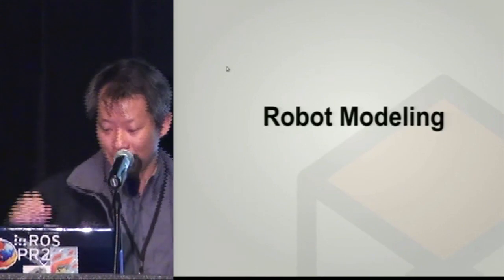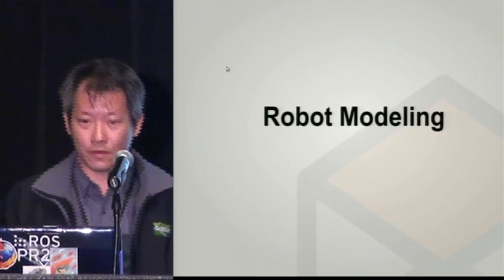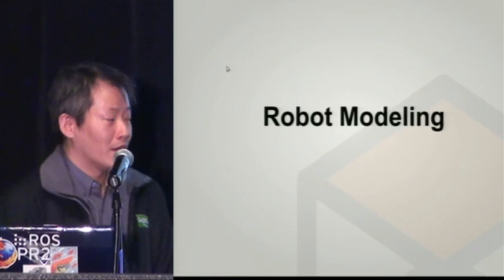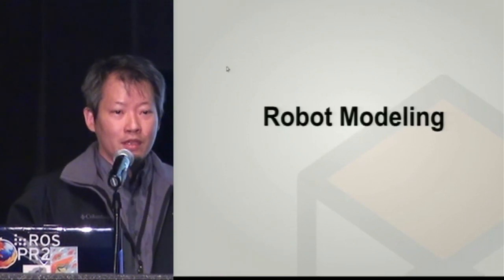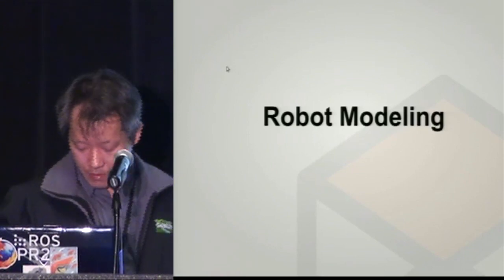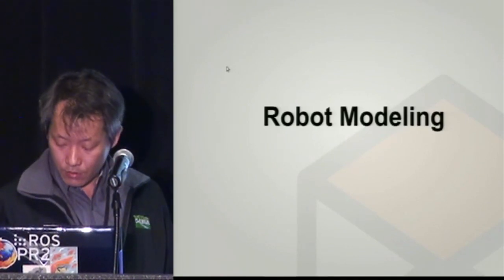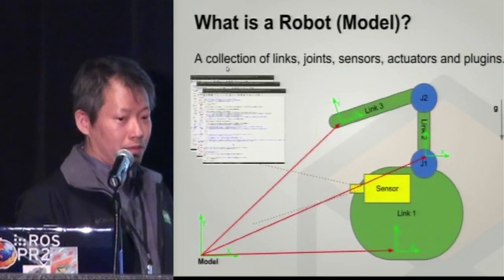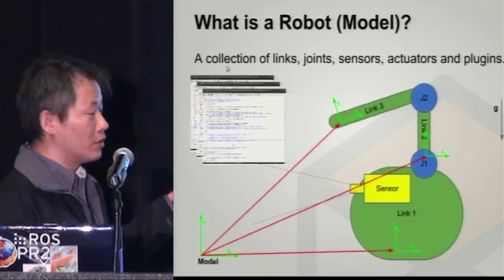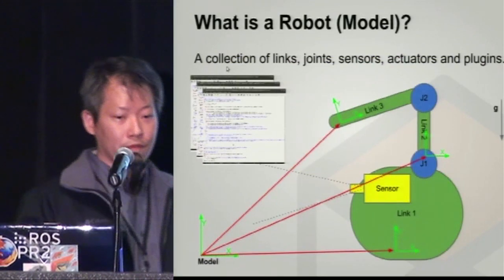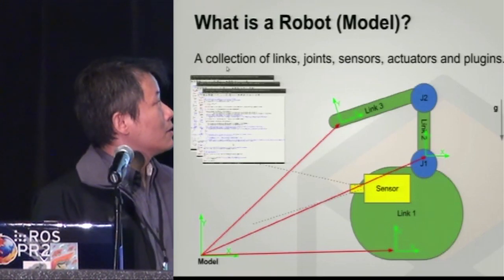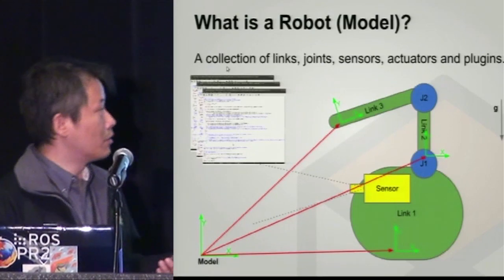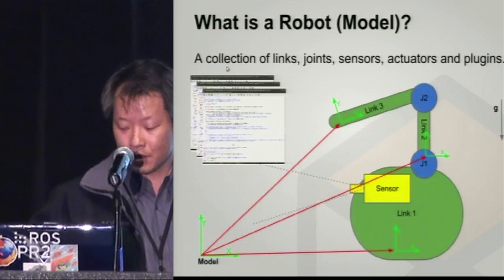All right, thanks, Nate. That was a good introduction to Gazebo, I think. And I'm going to talk a little bit about robot modeling. It's quite a bit of effort to build a good representation of a robot in simulation. But before we start, I think we should probably think about what a model is. This is kind of the representation for a robot model in simulation. Basically, it's a collection of links, joints, sensors, actuators, and plugins. And you need most of these components to have a functional robot that can perform useful tasks.